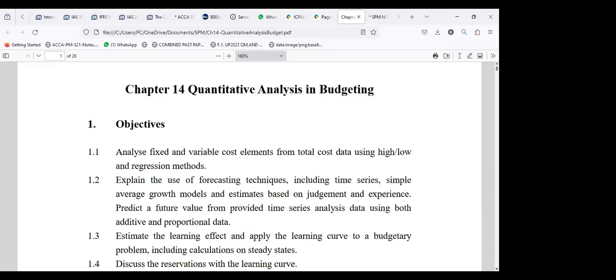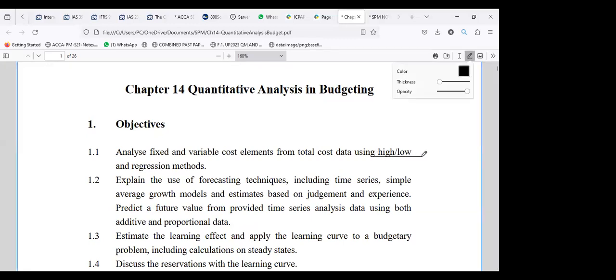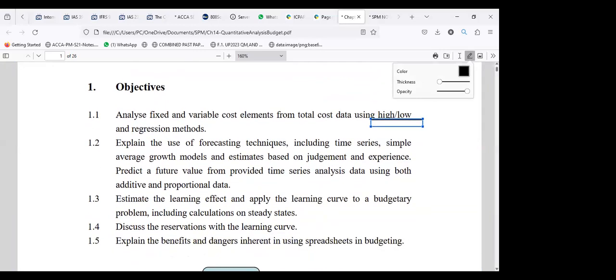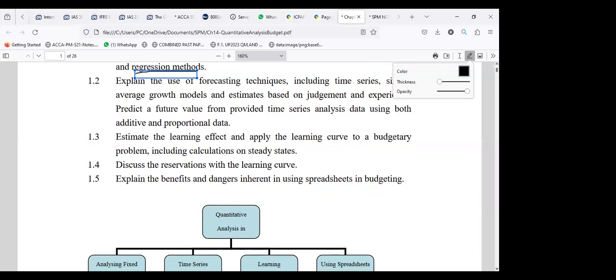The objective of this is to analyze fixed and variable elements from total cost data using high-low and regression methods. On one or two occasions we have used high-low already. We did a question on break-even, there was high-low. We did a question on target costing, there was high-low. Mainly high-low was assisting us to split the total cost into variable and fixed. But it's not only high-low, we also have a model referred to as regression, which can assist you to do that too.